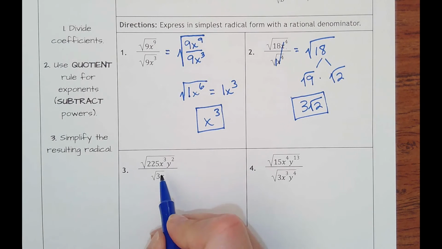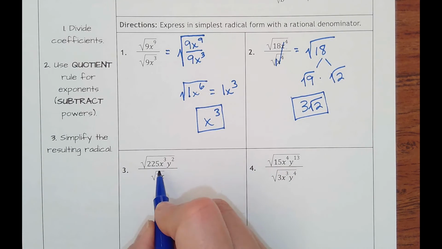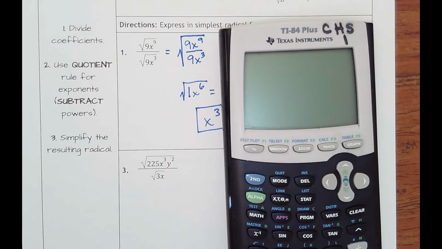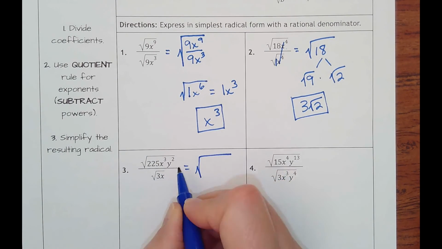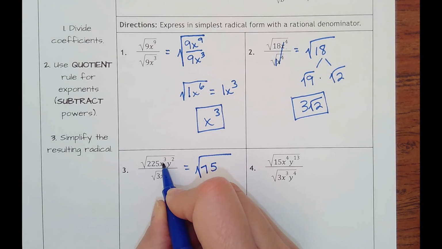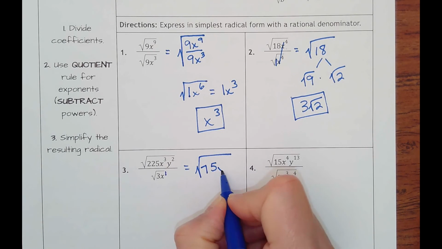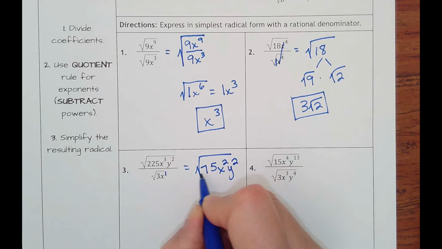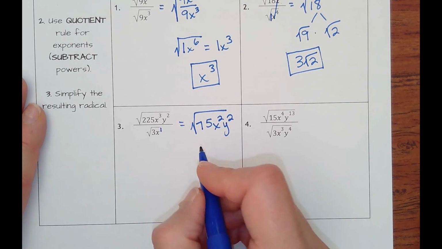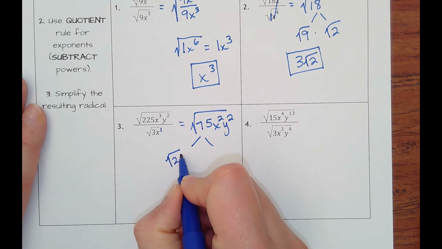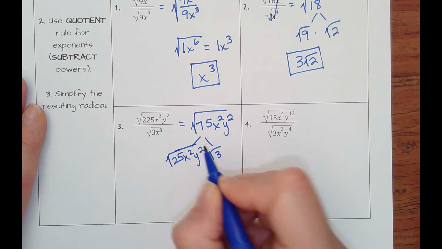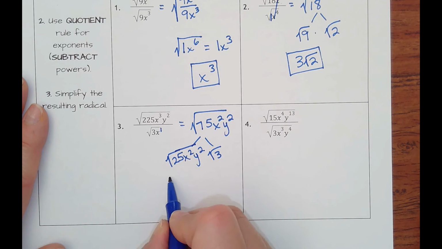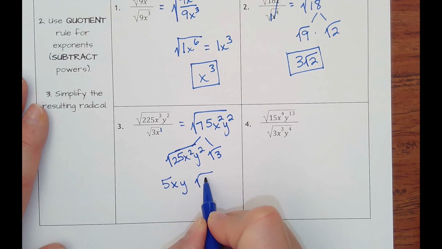Number 3, again, if you want to write the whole thing, that's fine. I know that I'm taking 225 divided by 3, which is 75. Still under a radical. X cubed divided by an x, that's 3 minus 1, would be x squared, and then I've got a y squared, and then we're just trying to simplify this. In the square root of 75, I could break that down into square root of 25 times square root of 3. My x squared and my y squared can stay under the first radical, so this would simplify into 5xy times square root of 3.